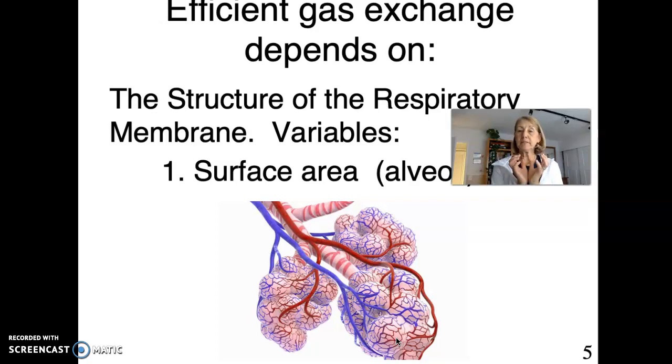So how is that surface area? Is it healthy and viable and usable, or does this individual have fibrosis? Has been smoking for 50 years, has fibrosis, and this is sort of closed over and passage isn't really happening. So surface area, very important.